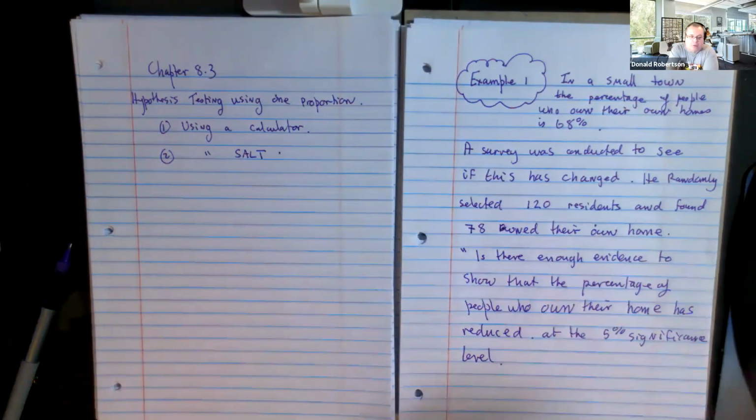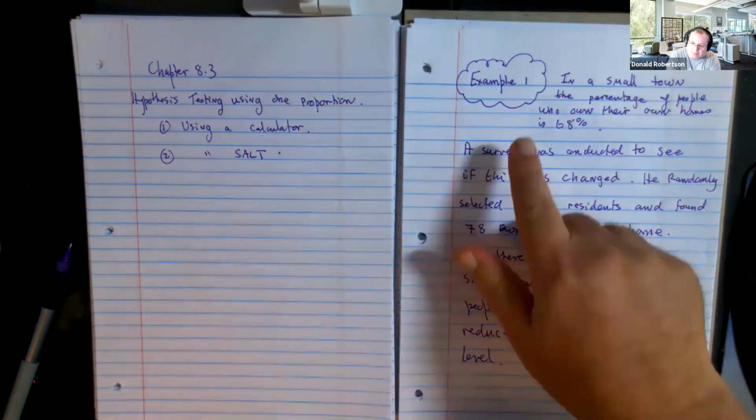Okay, so what we're going to do, we're going to look at hypothesis testing. In fact, 8.3 is hypothesis testing with 1 proportion. 8.4 is hypothesis testing with 2 proportions and with 2 means. So you're comparing 2 different things in 8.4. Here we're just comparing one thing against a fixed value.